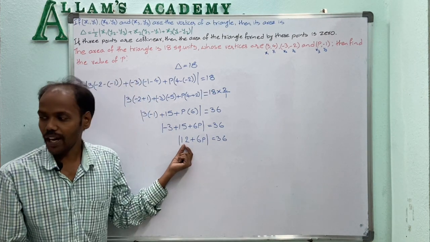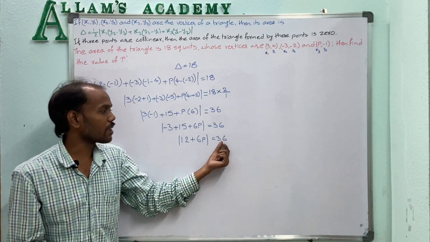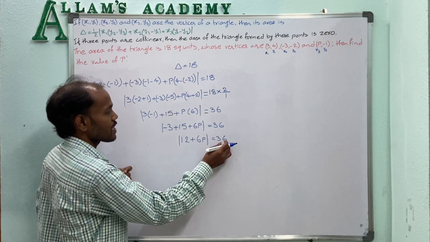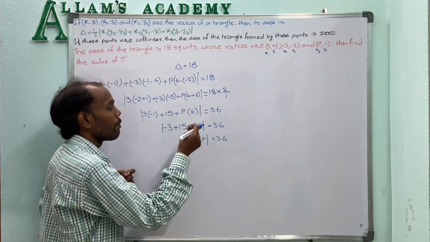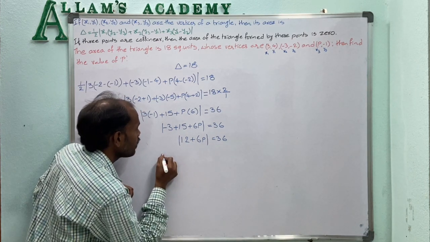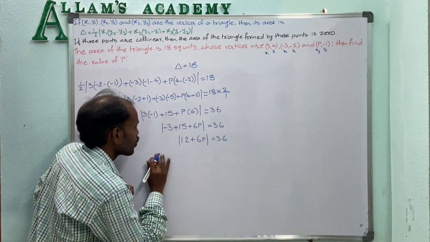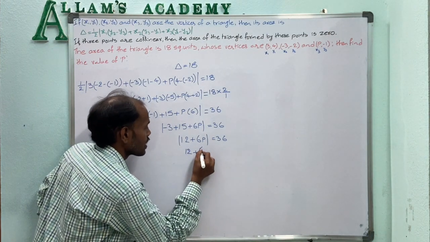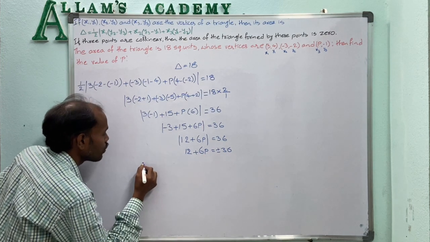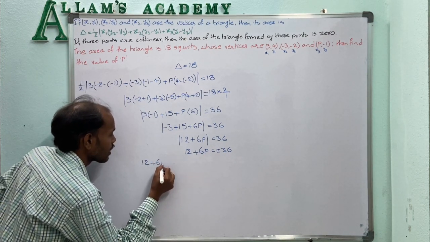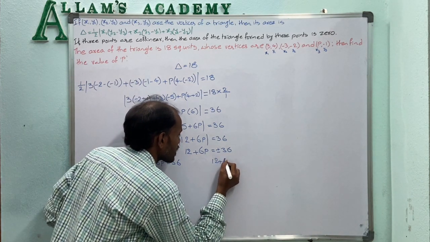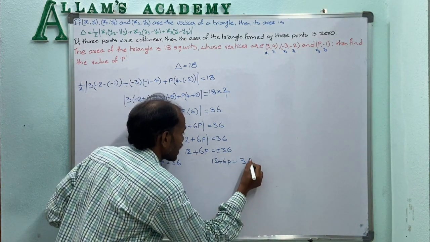Now, with the mod value, we get positive or negative. In that mod we get the positive value only. That means this 36 will be coming for the minus 36 case, otherwise the plus 36 case. That means we are taking 12 plus 6p is equal to plus or minus 36. If we take 12 plus 6p is equal to plus 36, otherwise 12 plus 6p is equal to minus 36.